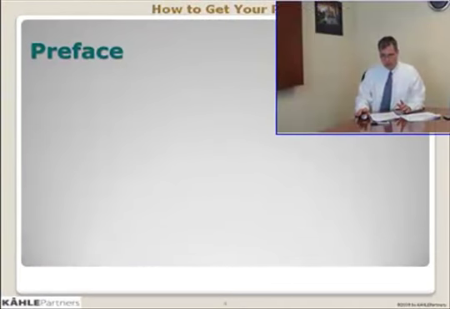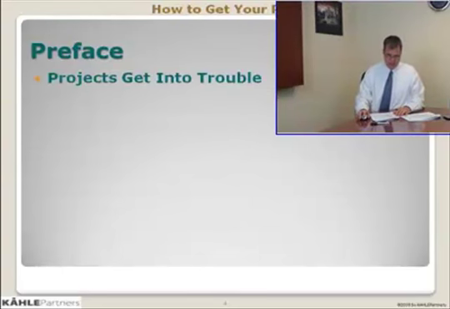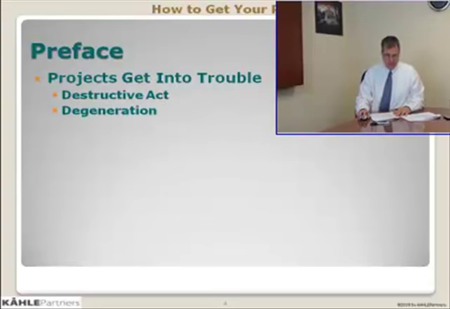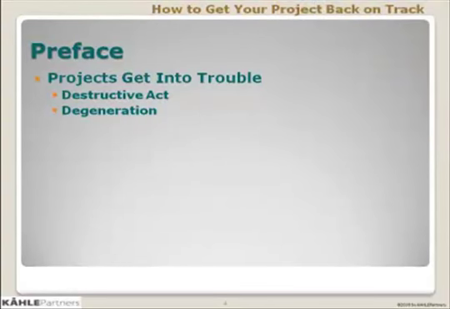Now, for those of you who have already seen Videocast 4, you may recall that we identified that there were 2 reasons that projects get into trouble. The first is that they're subject to what we call destructive acts, and we'll talk about that in a second. And secondly, they will go through what we call degeneration, and degeneration accounts for the vast majority of those instances where projects get into trouble. Let's talk a little bit about these to reorient ourselves.